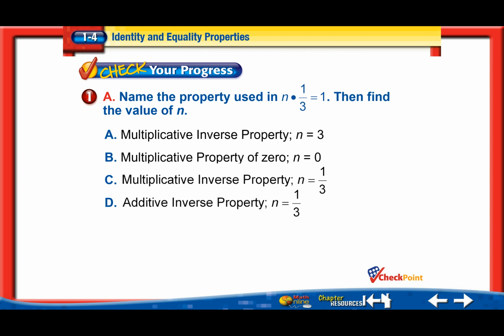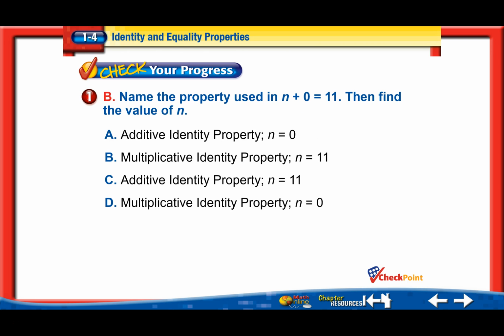All right, pause this one and let's give it a shot. All right, so name the property used in n times 1 over 3 equals 1. Well, to get something to equal 1, it's got to be the multiplicative inverse property. And n has to be 3 over 1, which is equal to 3. So n equals 3.